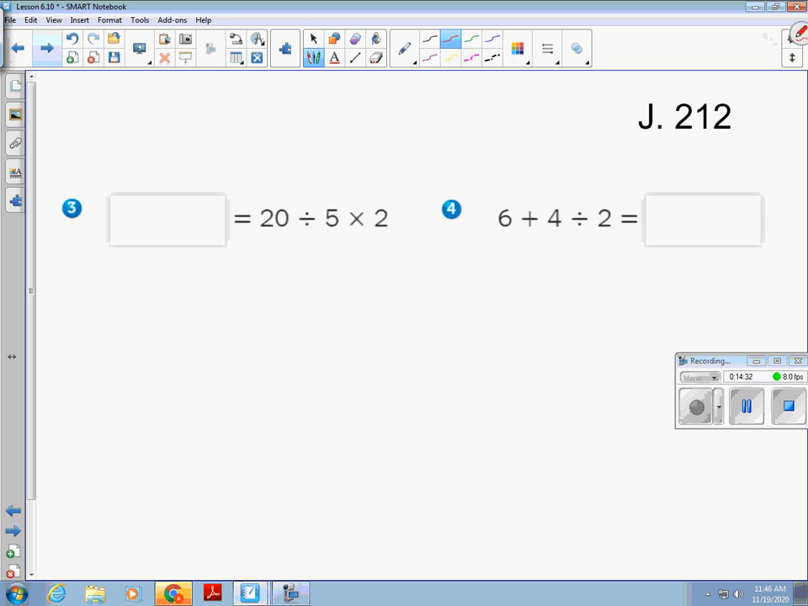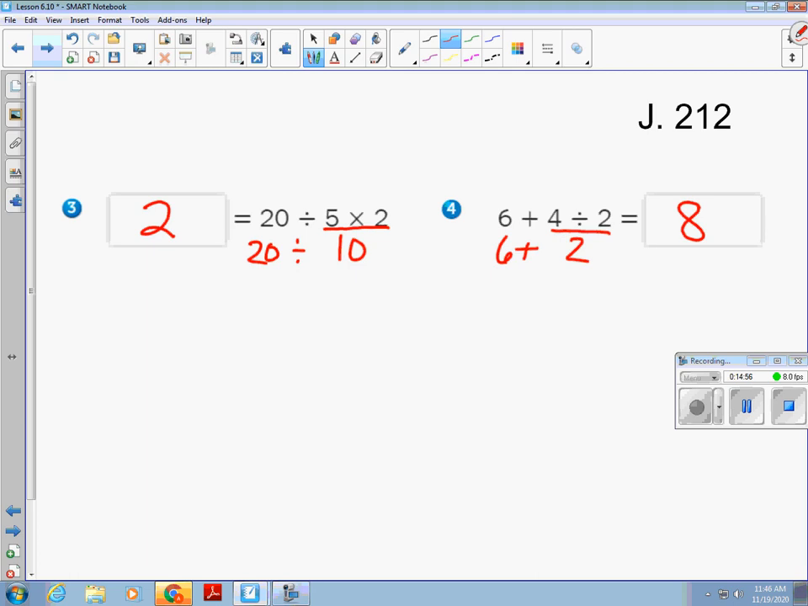Great. 20 divided by 5 times 2. Well, multiplication comes first here, going left to right. 5 times 2 is 10, and 20 divided by 10 equals 2. 6 plus 4 divided by 2. 4 divided by 2 is going to come first. 6 plus 2 equals 8.